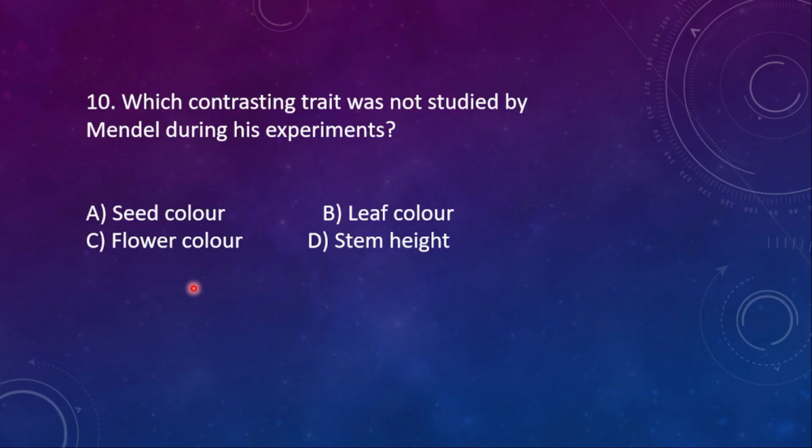10th question. Which contrasting trait was not studied by Mendel during his experiment? A, seed color; B, leaf color; C, flower color; D, stem height. So here the right option is leaf color.